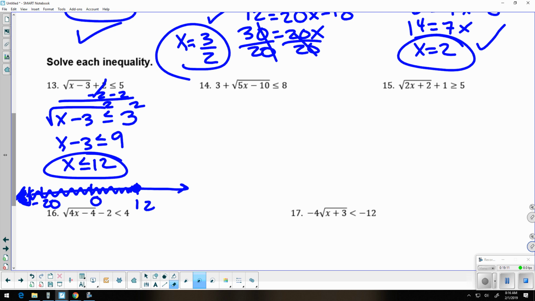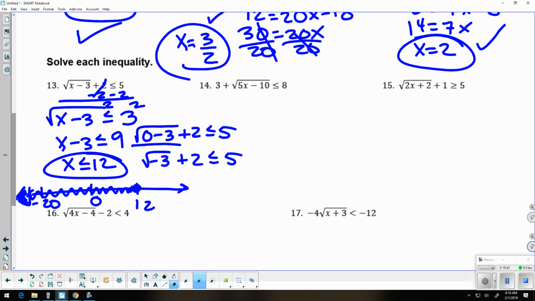So here's kind of the second part to this, okay? If you plug in, let's just say I plugged in negative 11 as an example, okay? Or even if I plug in 0, let me just stick with that. If I plug in 0 for x, we're saying the square root of 0 minus 3 plus 2 is less than or equal to 5. Well, 0 minus 3, that means I'm taking the square root of negative 3. And what's the square root of negative 3? Well, that's going to be imaginary, right?